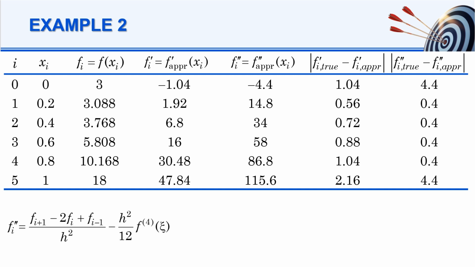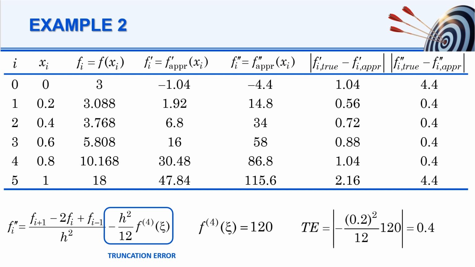On the other hand, the truncation error for the second derivative involves the fourth derivative, which is 120. It is independent of xi. This implies that the truncation error will be constant regardless of xi. Calculating the truncation error, we find it to be 0.4, which is the same as the true errors tabulated for the interior points in the table.